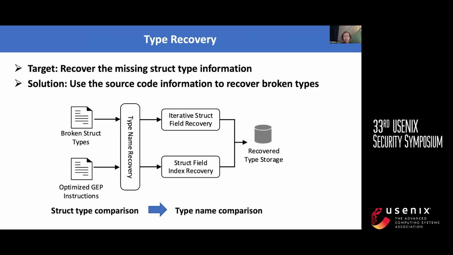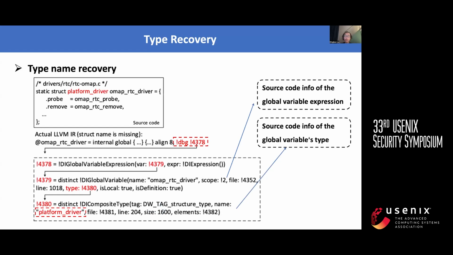In our system, we need to recover these broken types. We decide to use a type name to compare different types like structures. We first recover the missed type name with the help of source code information, which is recorded in the LLVM MD node. Then we iteratively recover the potentially broken structure field and the field index of optimized GEP instruction. Here we give an example of how we recover the type names according to the LLVM MD node.